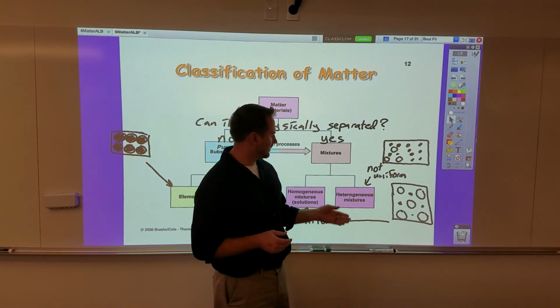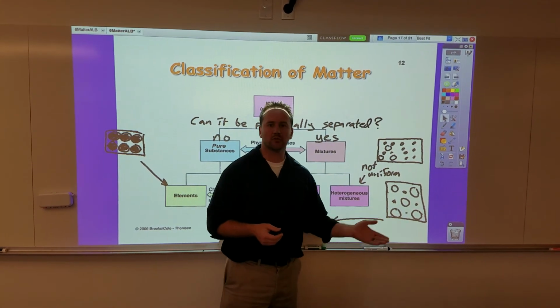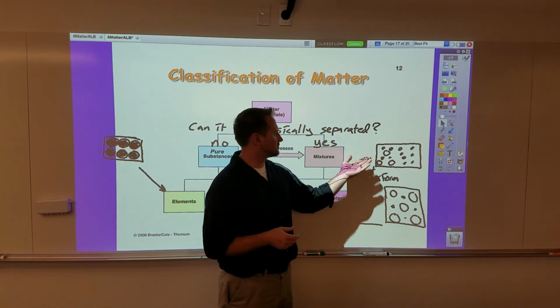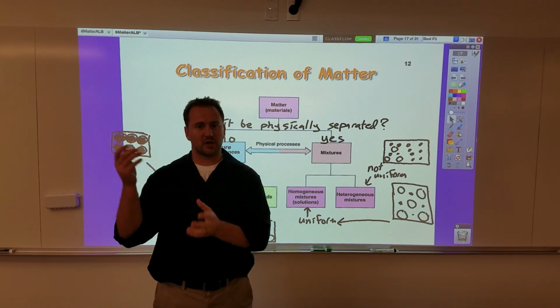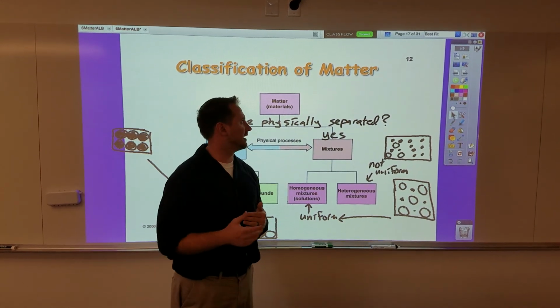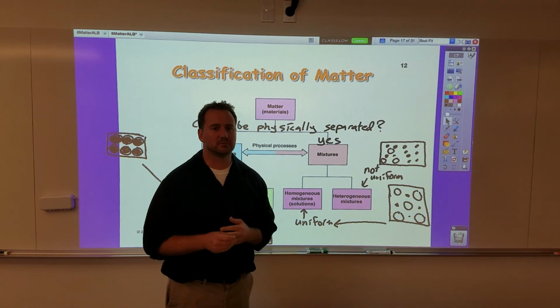Some examples of heterogeneous mixtures. Again, we said a colloid would be milk, something that scatters light. And a suspension would be like Italian salad dressing, where at first when you shake it up, it's all mixed up, but eventually it will settle out over time. So these are the classes of matter, and I think we're good.